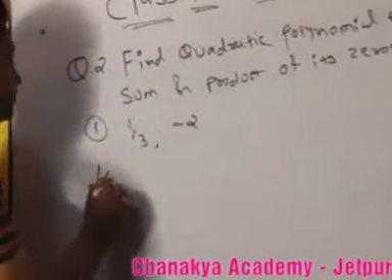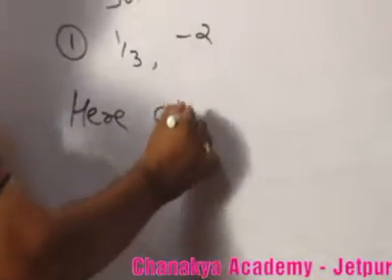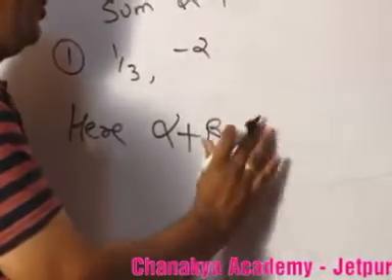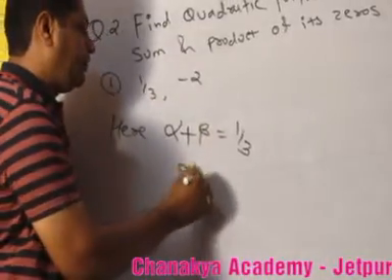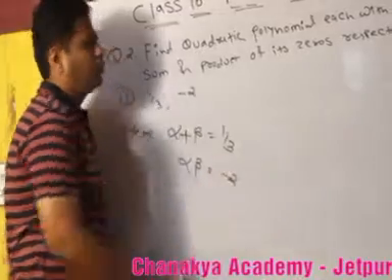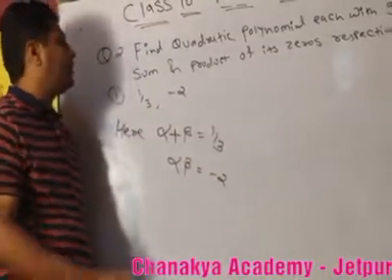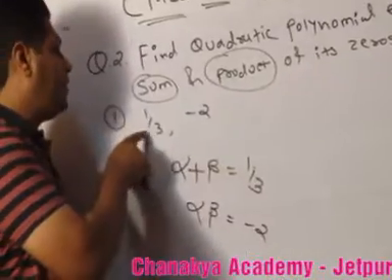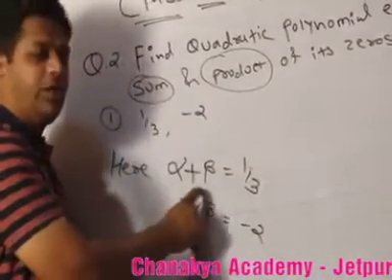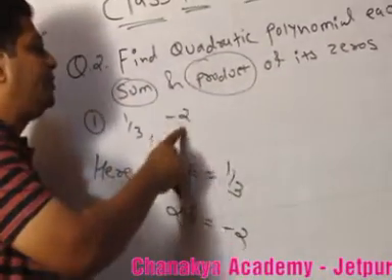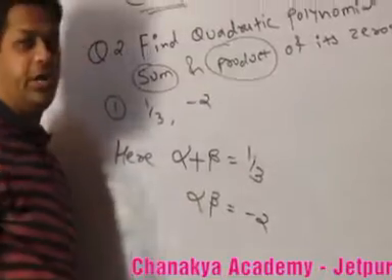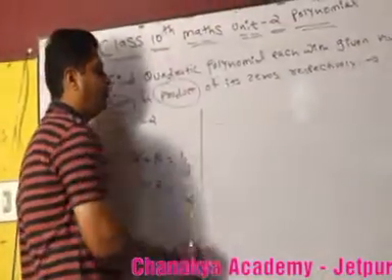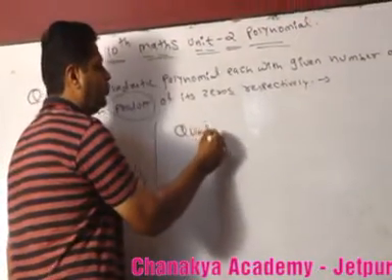Here alpha plus beta is 1 by 3 and alpha beta equal to minus 2. Already in the question it is stated that the sum and product are given. That means 1 by 3 is our sum, that's alpha plus beta, and the product is minus 2, that's alpha beta. Now we are going to find the quadratic polynomial.